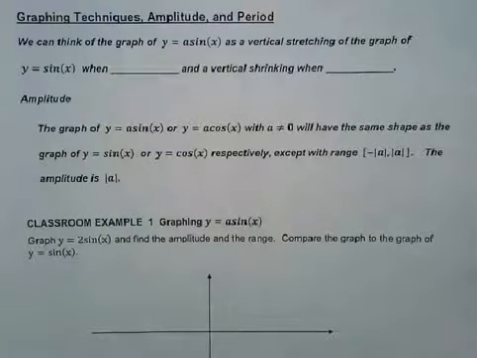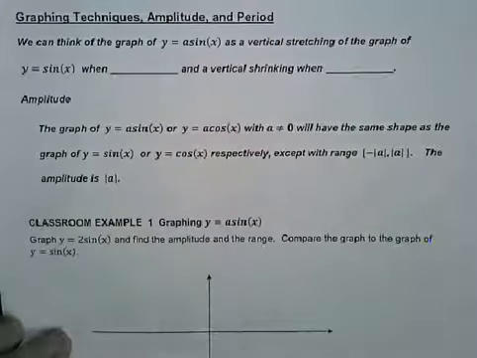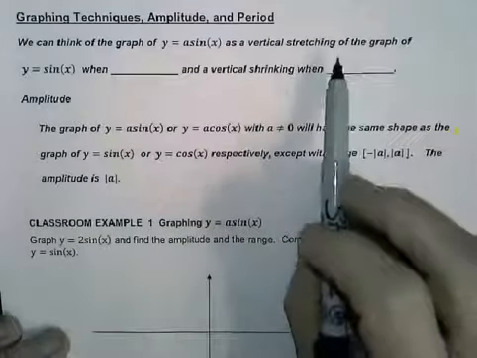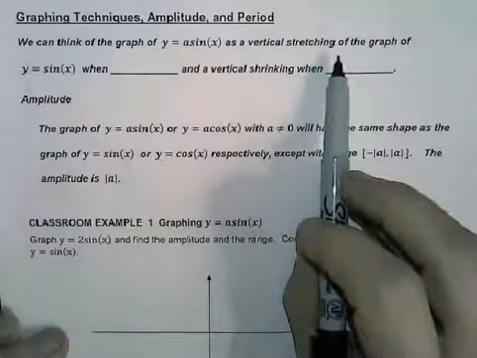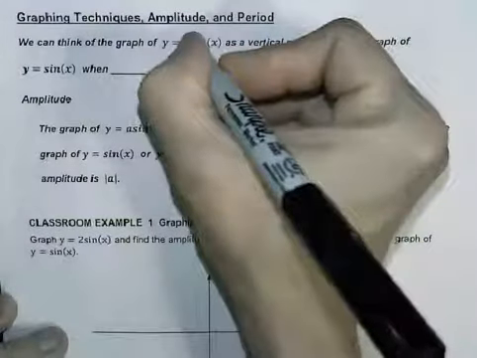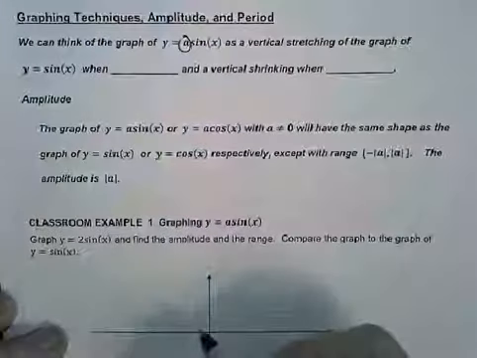Now we're going to talk about graphing transformations of the sine and cosine graphs. This means that we can do things like vertical stretches or shrinks, vertical and horizontal shifts, and reflections. We're going to start out by talking about vertical stretches and shrinks. To do that, we are going to multiply a number in front of our function.